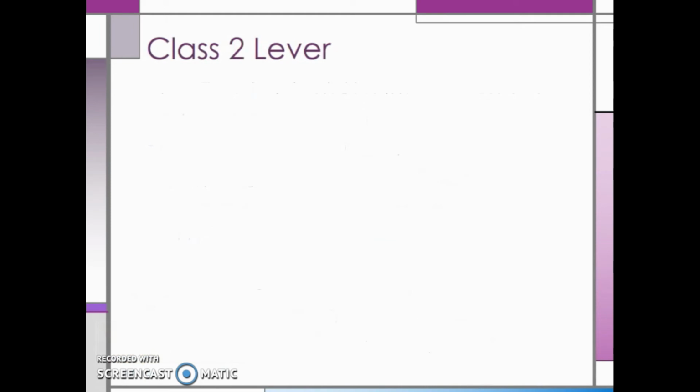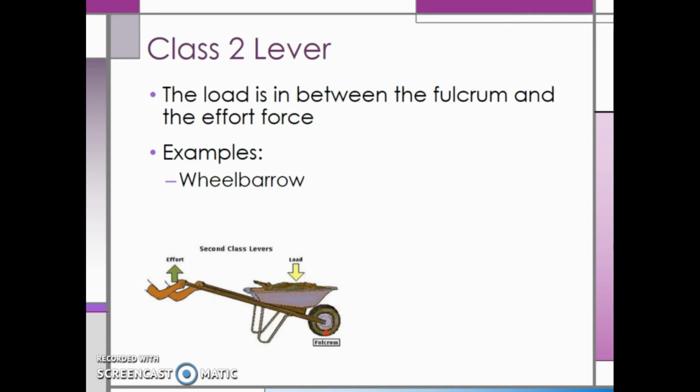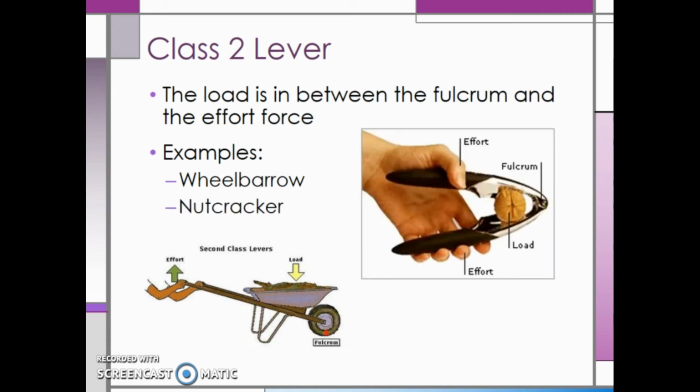In Class 2 levers, the load is located in between the fulcrum and the effort force. In a wheelbarrow, the fulcrum is the wheel, the stuff in the wheelbarrow is the load, and the effort force is the person lifting the handles. In a nutcracker, the effort is applied to the handles, the load is the nut, and the fulcrum is the hinge at the end of the nutcracker.